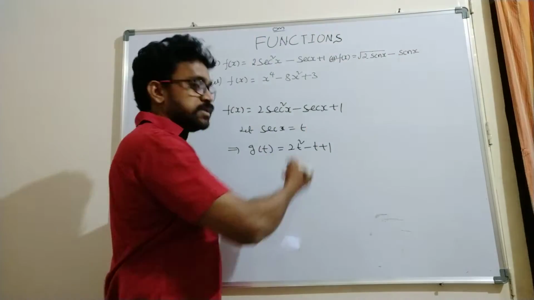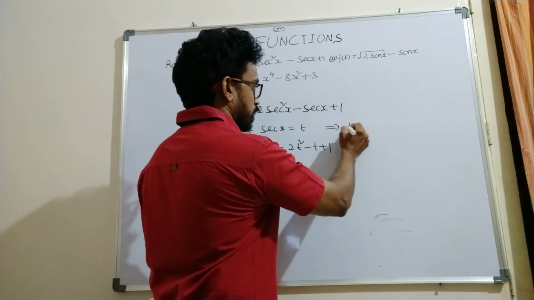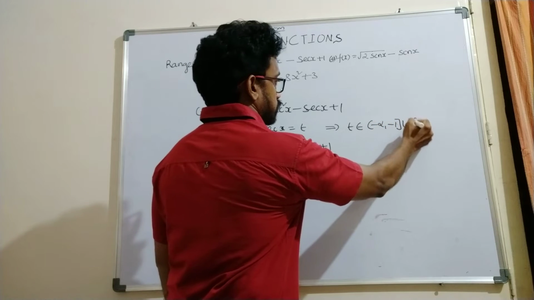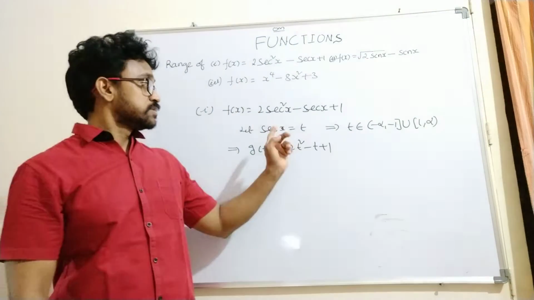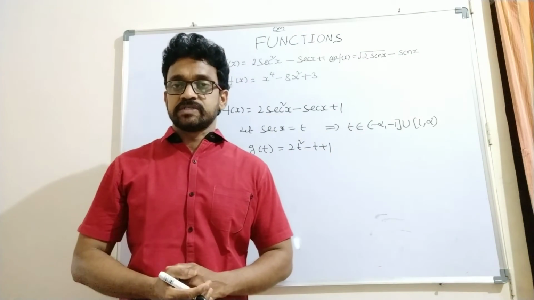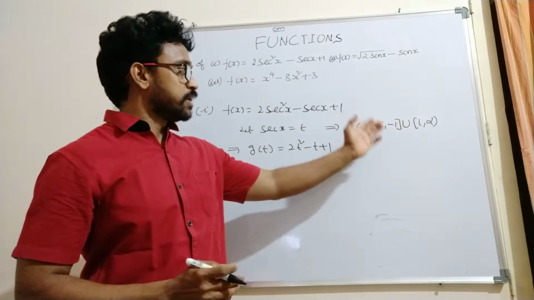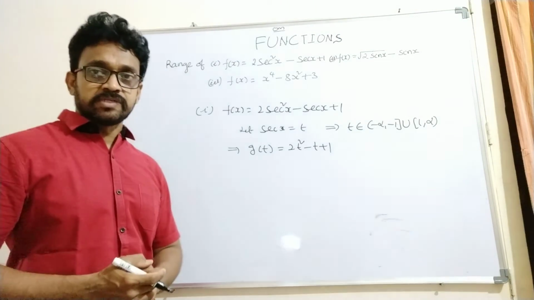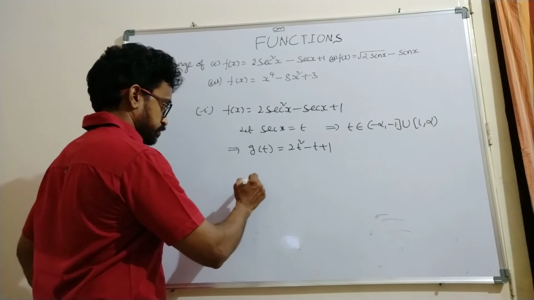And very clear, secant x is equal to t means, what about t value? T belongs to the union of intervals outside minus 1 and 1. Why? Because observe here, secant x range does not exist between minus 1 and 1. Now observing here, g of t represents a upward parabola because of t square coefficient positive. Right.